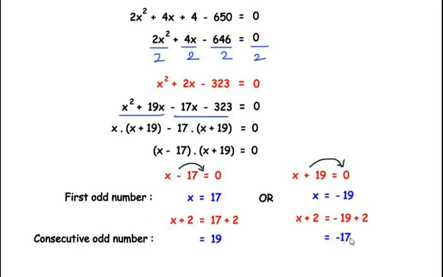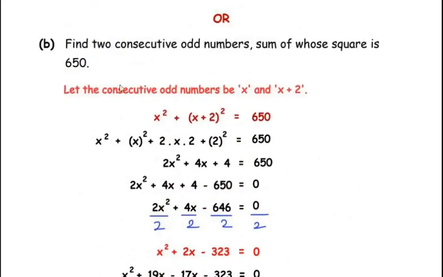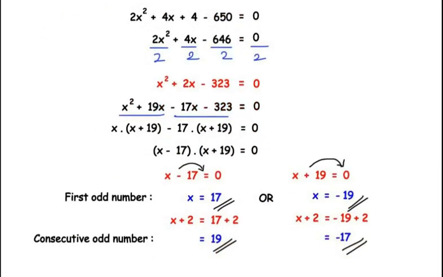That is, either you can choose x equal to 17 and the consecutive odd number as 19, so this will be your first combination. Or you can choose negative 19 as the first odd number and the consecutive odd number as negative 17. Choose one of the two options, because here we have been asked just to find two consecutive odd numbers. So this is going to be our answer, or this is going to be our answer, one of the two options.